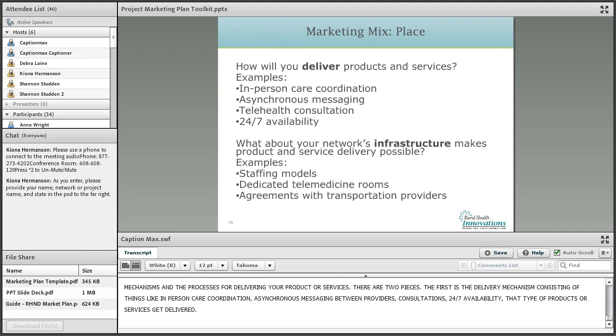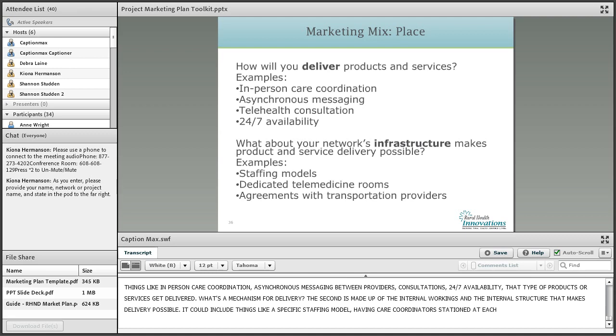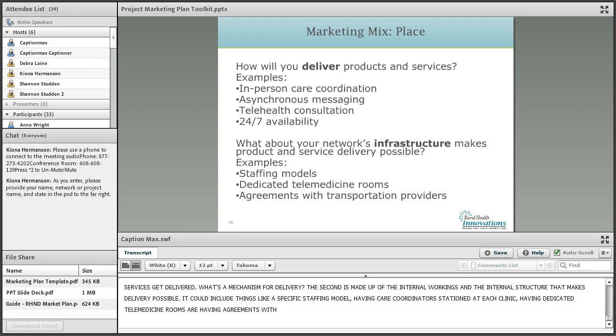On to the third P, which is place. And the place is all about the mechanisms and the processes for delivering your product or service. And there are two pieces to this. The first is the delivery mechanism, consisting of things like in-person care coordination, asynchronous messaging between providers, telehealth consultation, 24/7 availability. That's how the product or the service gets delivered. What's the mechanism for delivery?